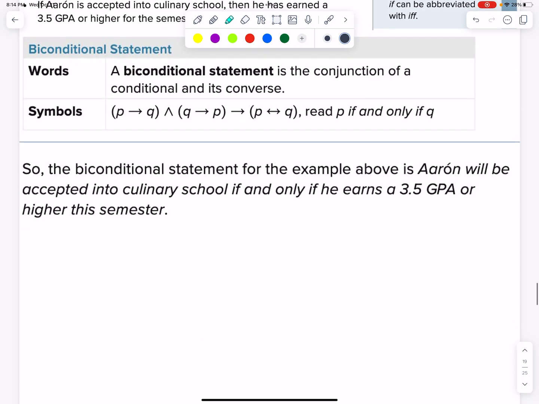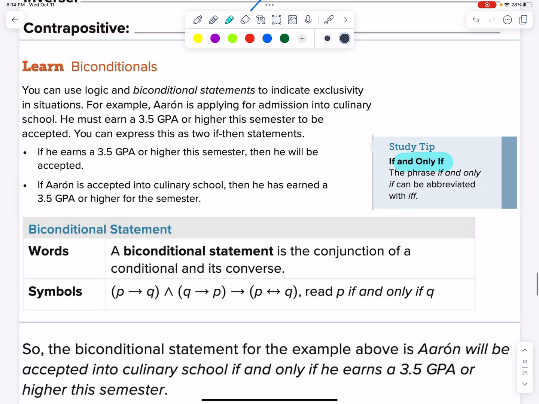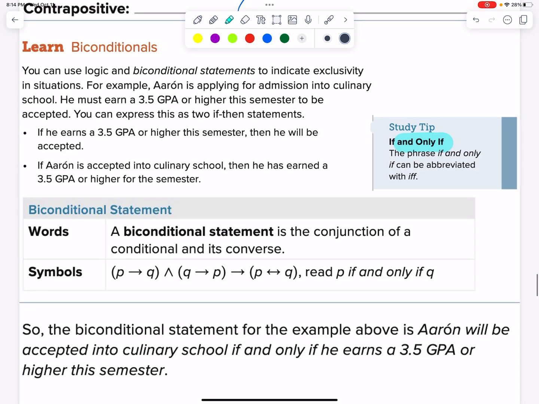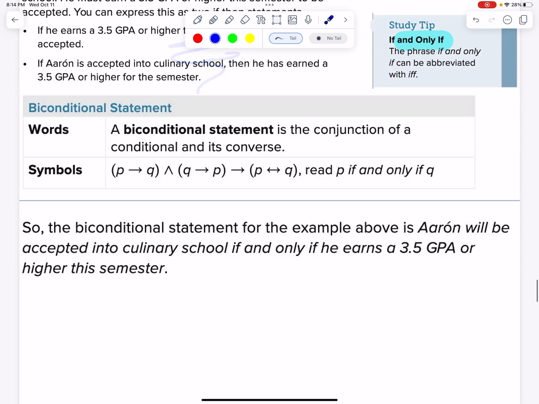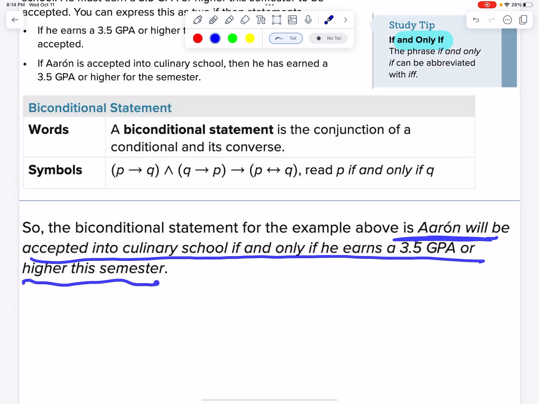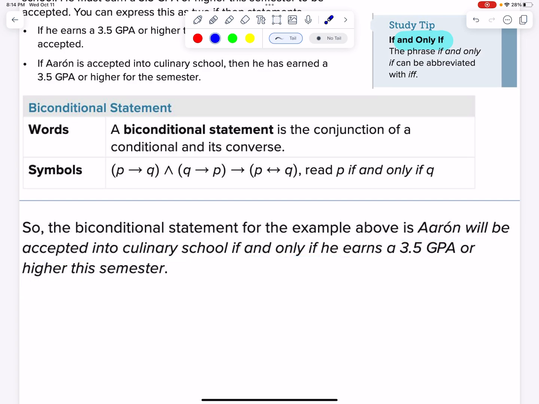Okay, so the biconditional statement. If you read through this up above, take a second, pause, and read through the if-then statements right here in this middle portion. But if these statements are both true, you can write this biconditional statement: Aaron will be accepted into the culinary school if and only if he earns a 3.5 GPA or higher this semester. Okay, so that's what it looks like. Rather than having "if" in front and "then" in the middle, they take that if and then away, and it's "if and only if" in the middle for a biconditional statement.